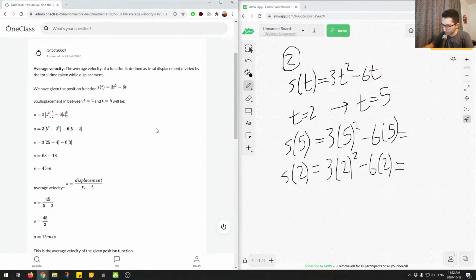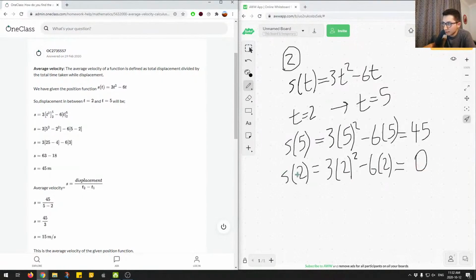So we have 5 squared, which is 25, and then we have 3 times 25, which is 75. So 75 minus 6 times 5, so this is just 30. So we have 75 minus 30, and we end up with 45. And then the next part, so 3 times 2 squared, so 2 squared is 4, 4 times 3 is 12, 12 minus 6 times 2, 12, so we have 12 minus 12, which is 0.